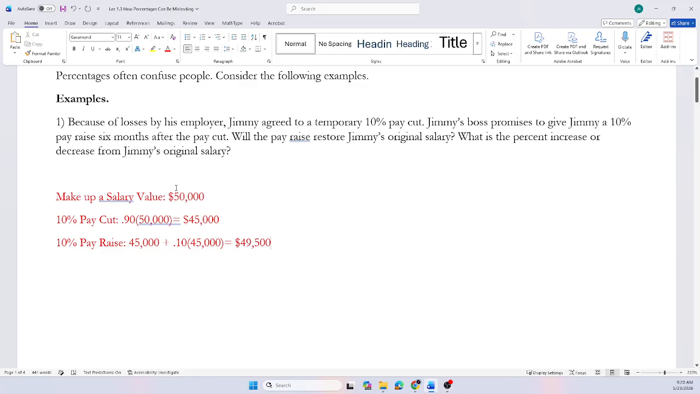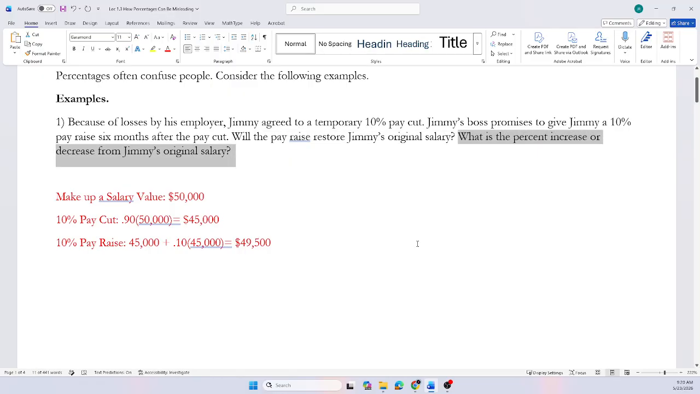It doesn't matter what you made up. You could have made up a $50,000 salary, a $1 salary, a $100,000 salary, or a $1 million salary. You do a 10% cut, then a 10% raise, you're going to end up lower than where you started. So the answer to the original question, will the pay raise restore Jimmy's original salary, is no.